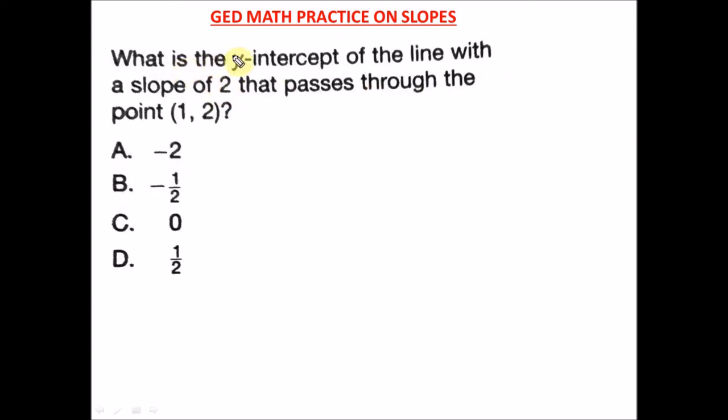It says, what is the y-intercept of the line with a slope of 2 that passes through the point given? So this is quite easy and straightforward. We'll use the slope-intercept formula, which is y is equal to mx plus b. Here, this is your x and this is your y.